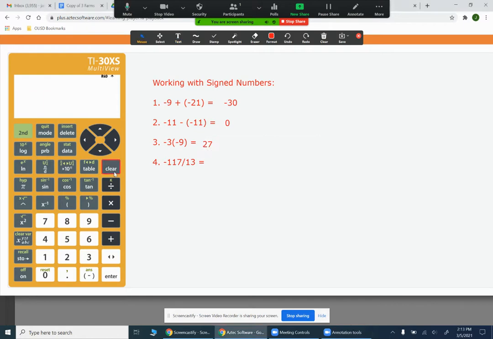Okay, the last problem is -117 divided by 13. So again, that fraction bar means the same thing as divide. And I press enter. That gives me -9.